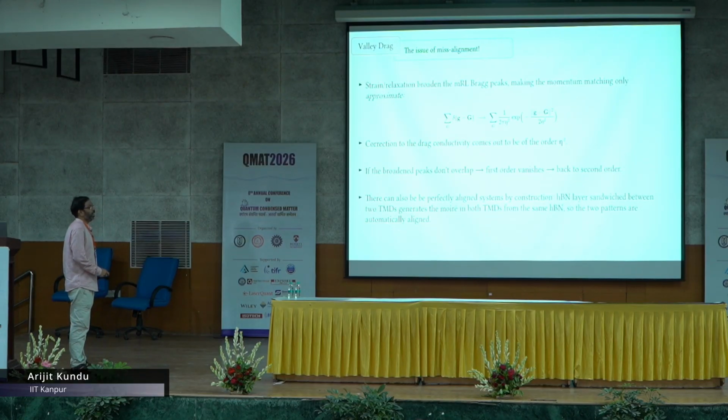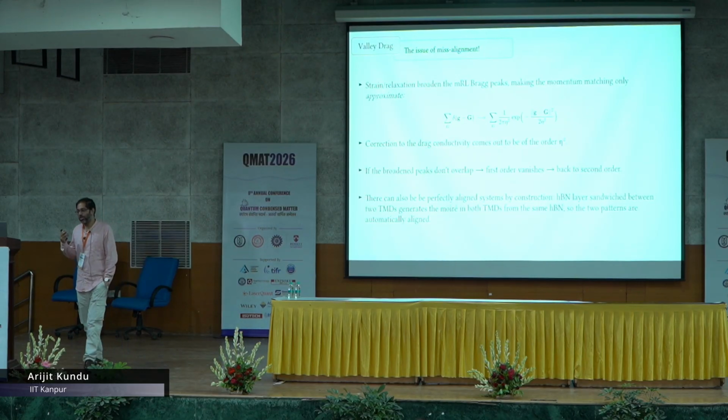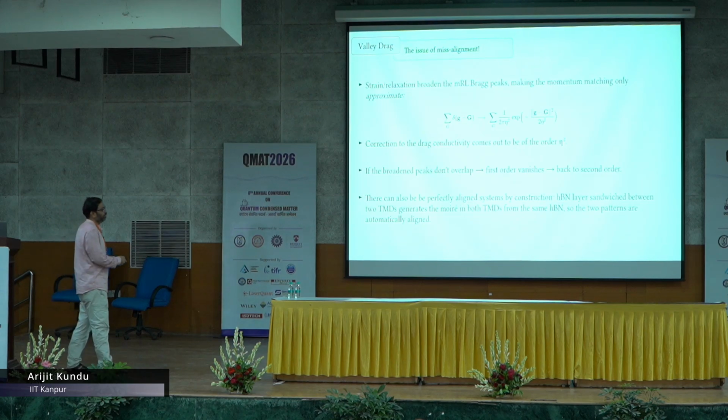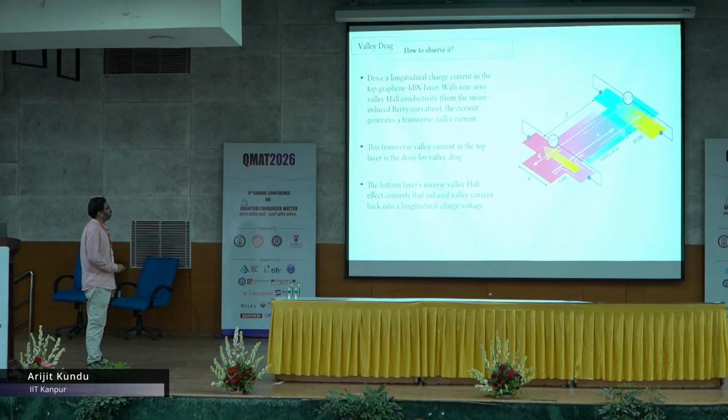There can also be perfectly aligned systems which are possible now, and this whole physics is not restricted to graphene and valley drag. In TMDs, the valley current would be the same as the spin current, and then the valley drag there would mean a spin drag. This is how to observe it.